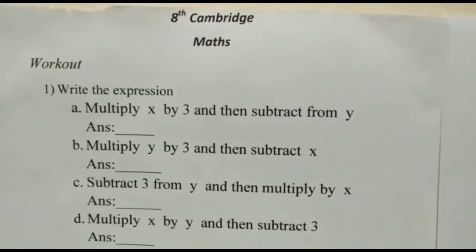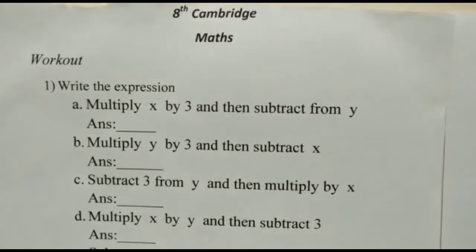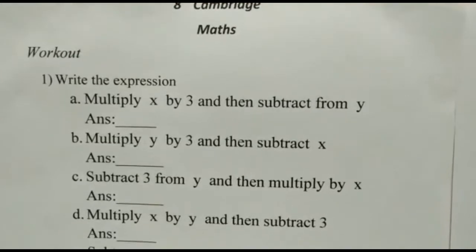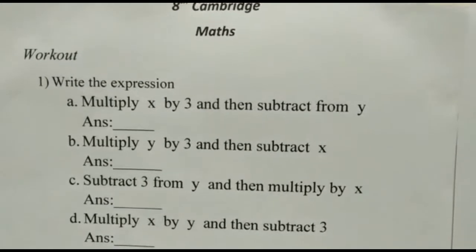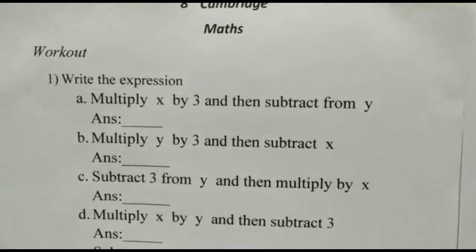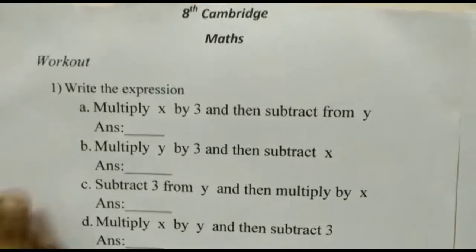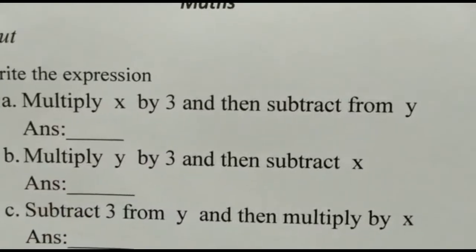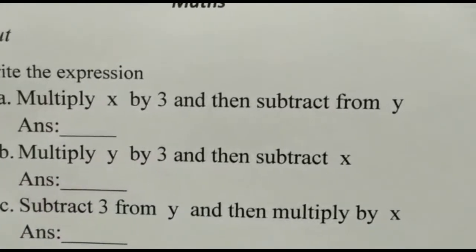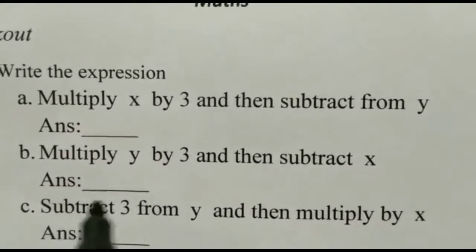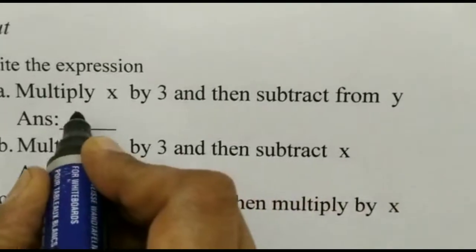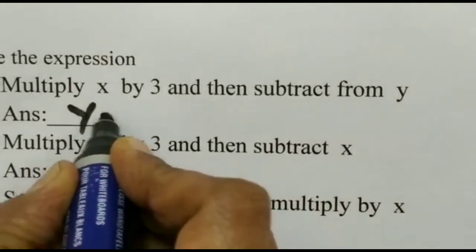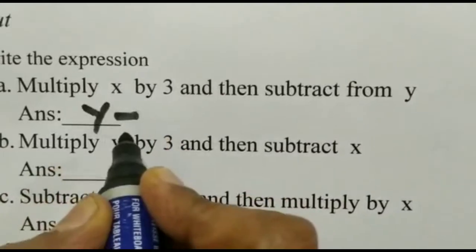We learned the expressions and some rules about how to frame the expressions in the last class. Now some more examples I am giving you today. Write the expression: multiply x by 3 and then subtract from y. So how to make the expression? Subtract from y. So first y we have to write, then subtract, multiply x by 3.